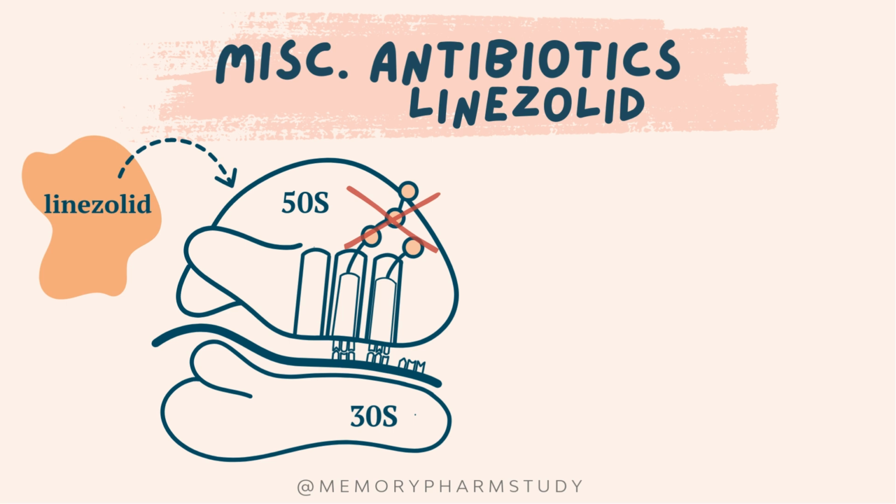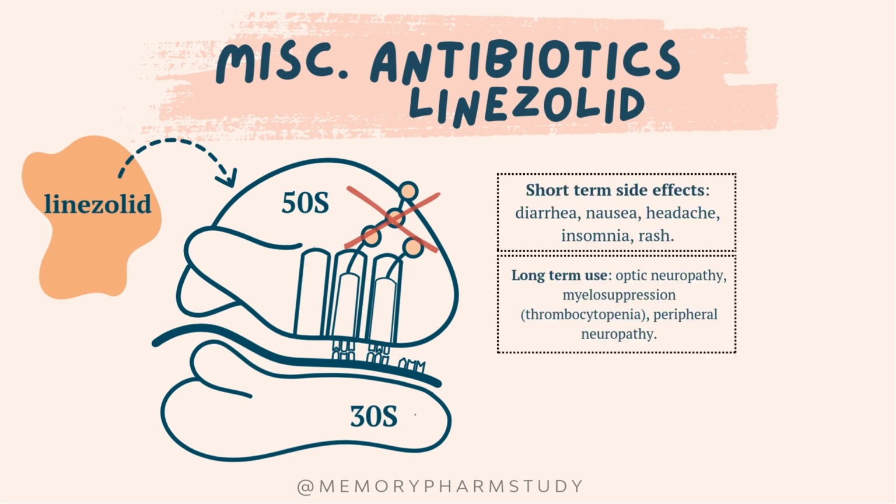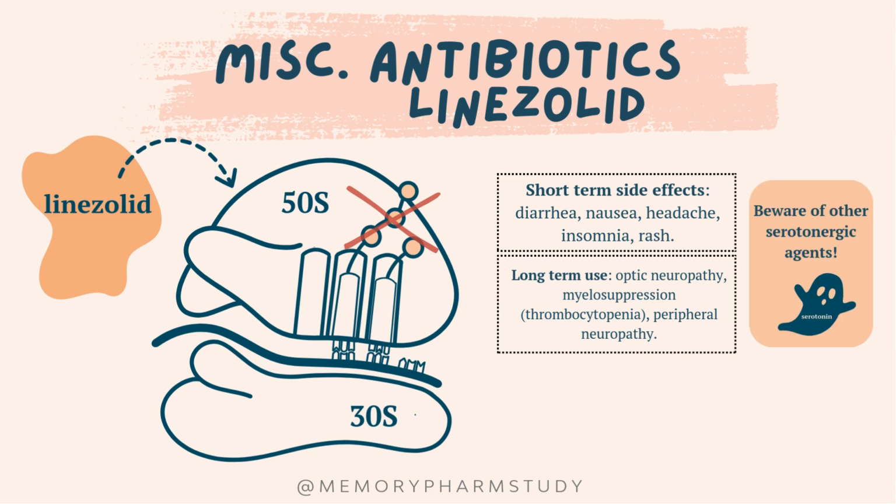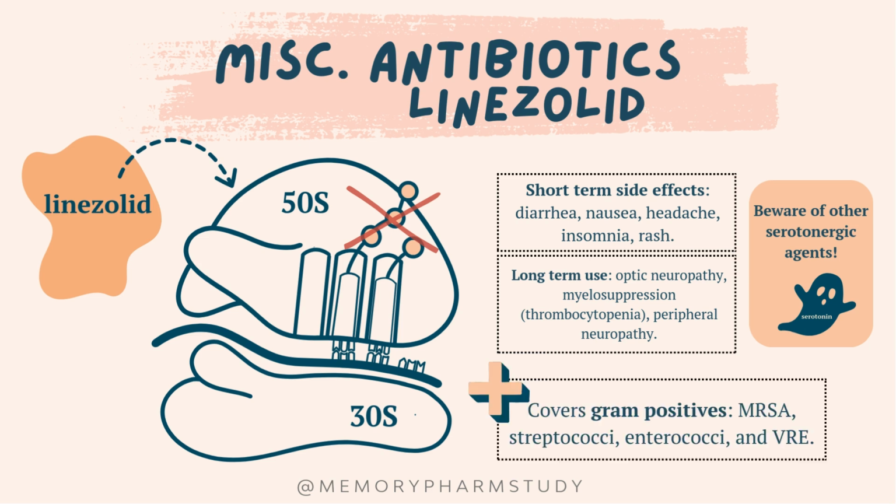Linezolid inhibits the 50S ribosomal subunit, preventing protein synthesis. It is well tolerated for short-term use, but has greater side effects with long-term use. Side effects you can expect with short-term use include diarrhea, nausea, headache, insomnia, and rash. Long-term use side effects include optic neuropathy, myelosuppression, and peripheral neuropathy. Be sure to be aware of other serotonergic agents while using linezolid. Linezolid covers gram-positive organisms including MRSA, streptococci, enterococci, and VRE.